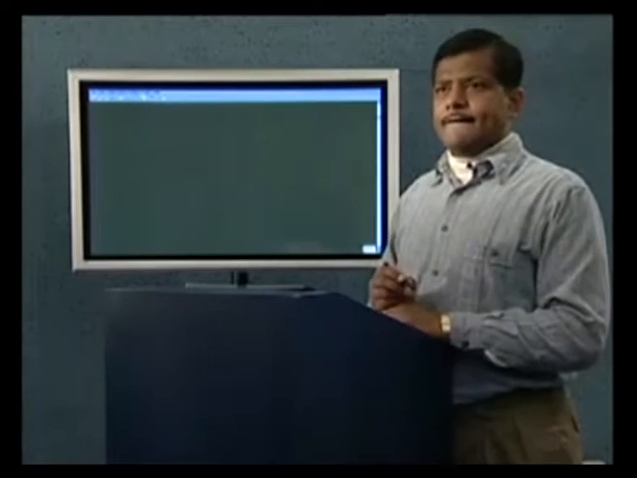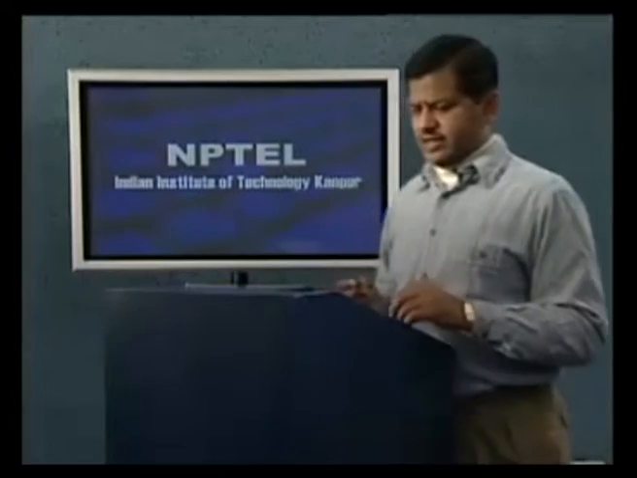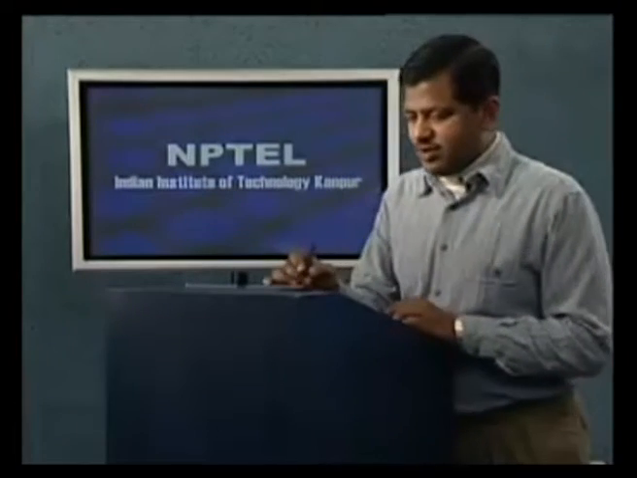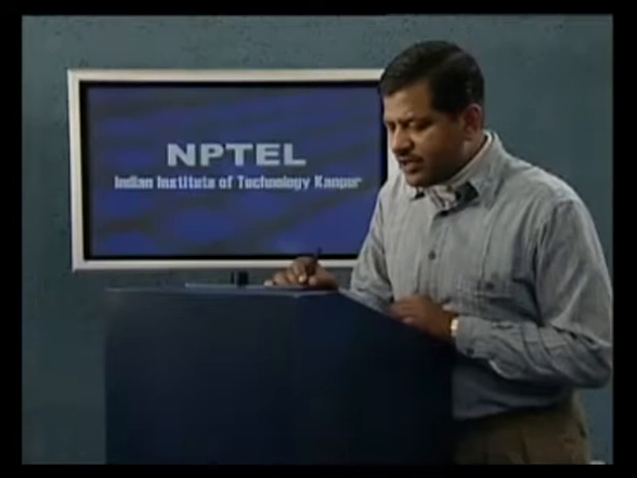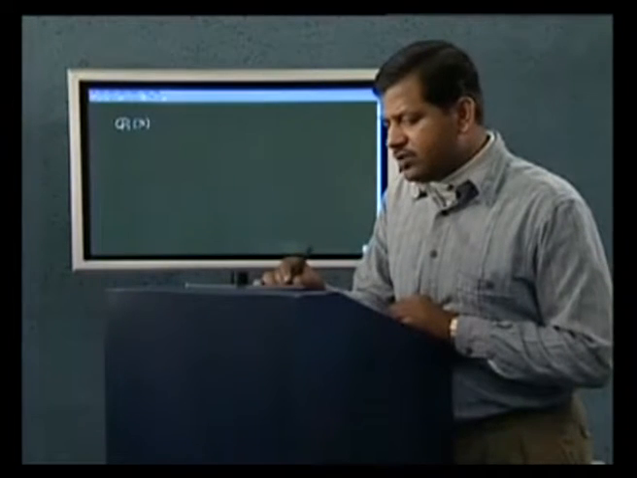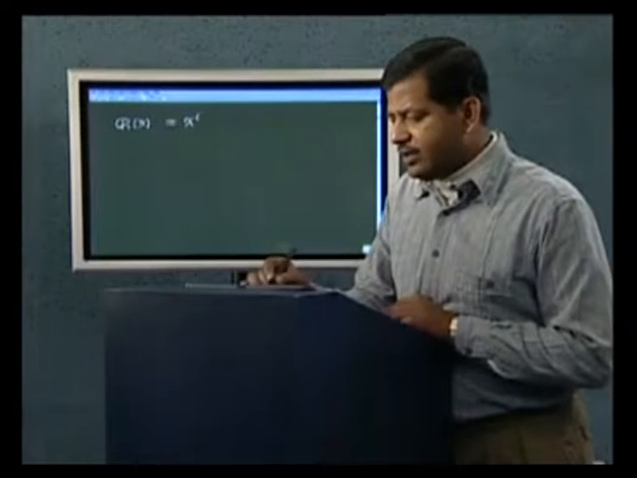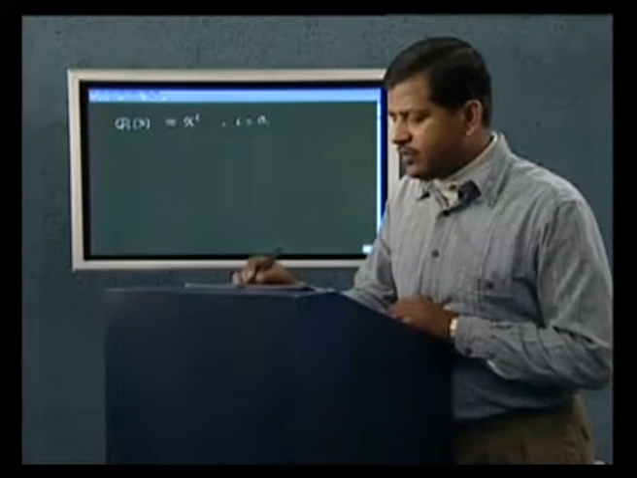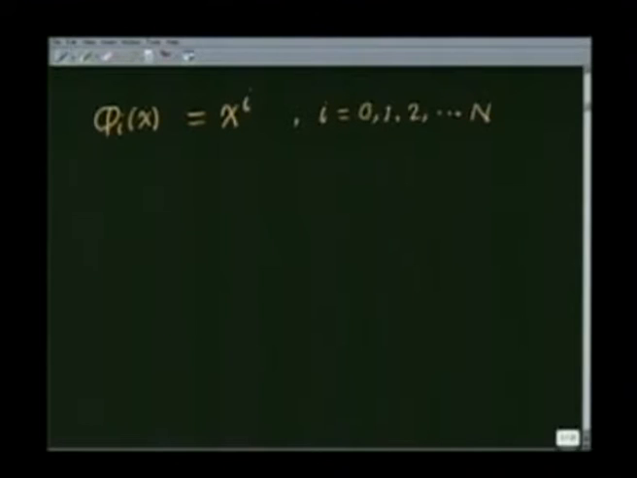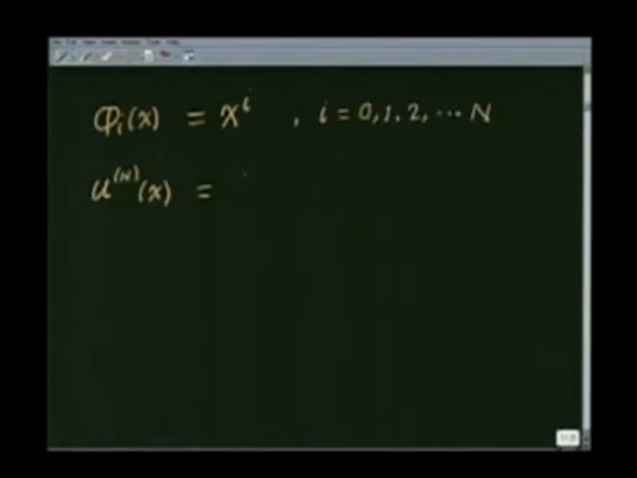Let us choose a particular set of these functions phi_i(x). What occurs to us naturally? What are the things that we are used to? So let us take phi_i(x) equal to x to the power of i for i going from 0 to n. When we substitute it in our expression, we end up getting u_n(x) equal to sigma i equals 0 to n a_i x to the power of i.